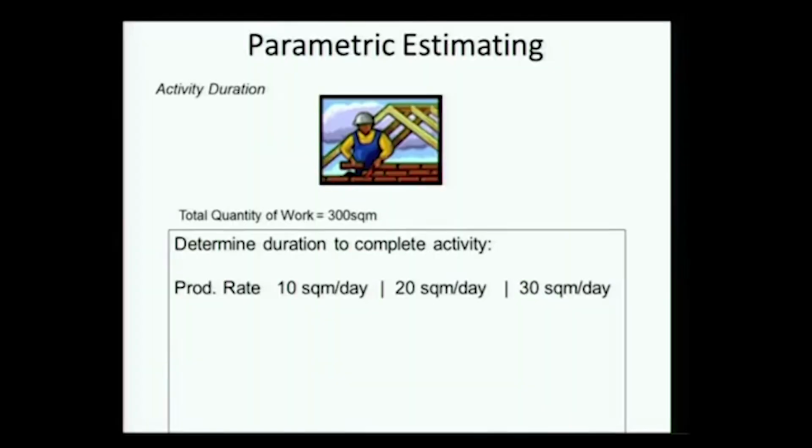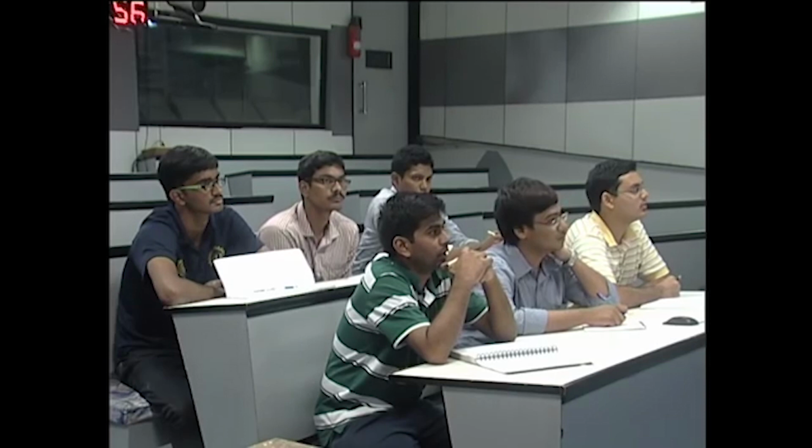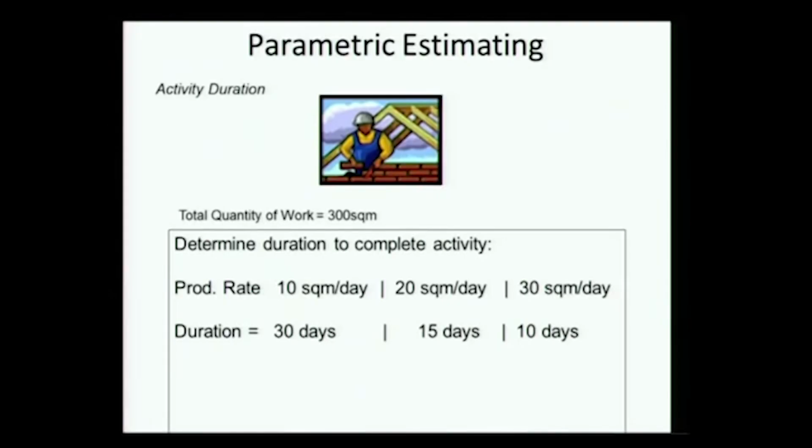Okay, so I am calling it production rate. The units are very similar. So I have 10 square meters a day, 20 square meters or 30 square meters, and if I am given this kind of data, how many days? 30, 15 and 10. Okay, that's very straightforward. Now where do you think the challenge is?